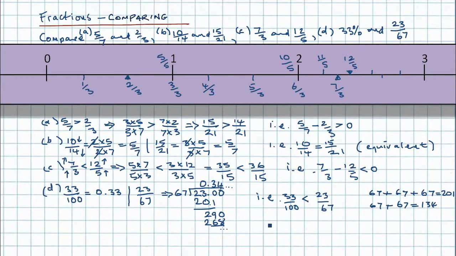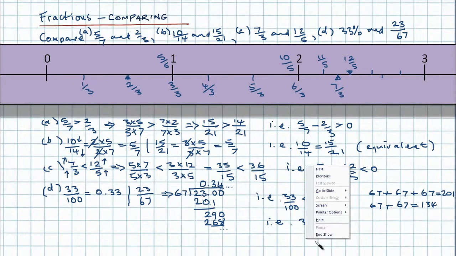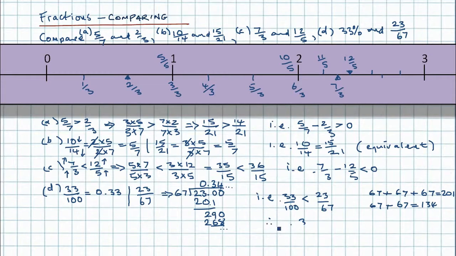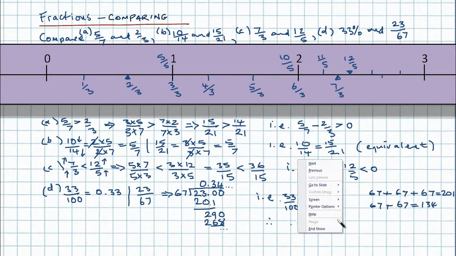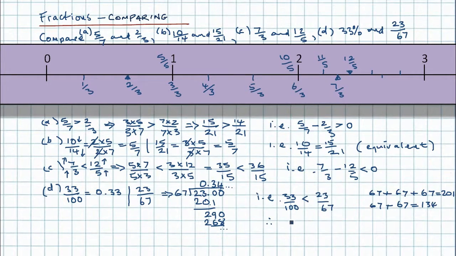Or we could rewrite that. Let's just put therefore, that would be better in this case. So therefore, let's just erase those. Therefore, 33%, to go straight back to here, 33% subtract 23/67 is going to be less than 0.